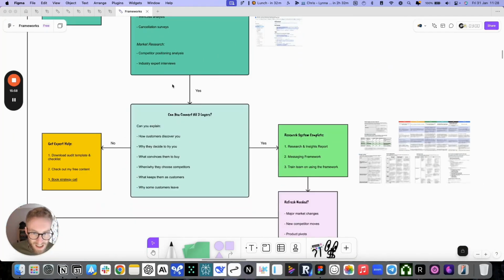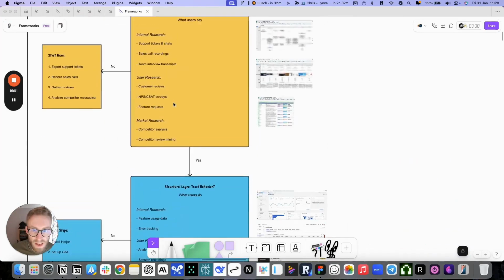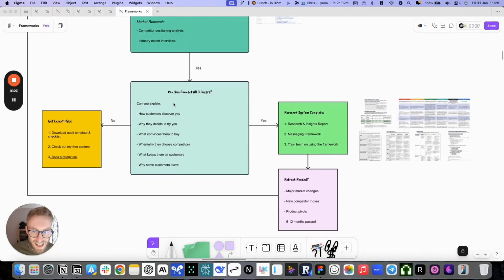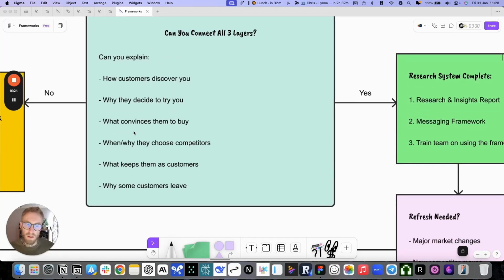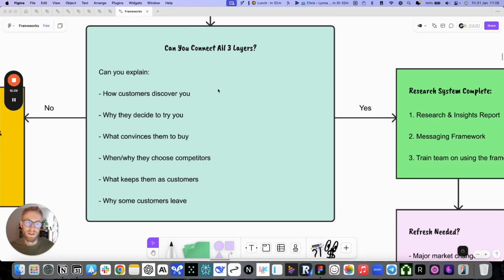Next stage. So we basically covered all our 3 layers, right? So what is the next stage? The next stage is to analyze everything and ask ourselves, can we make sense of all this data now that we have everything? So by this stage, after going through all the layers, we should be able to explain how customers discover you, why they decide to try you, what convinces them to buy, when and why they choose competitors, what keeps them as customers, and why some leave, right? So all of these are questions that you should be able to answer by the time you get to this point.